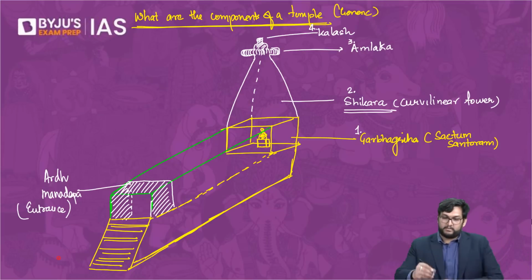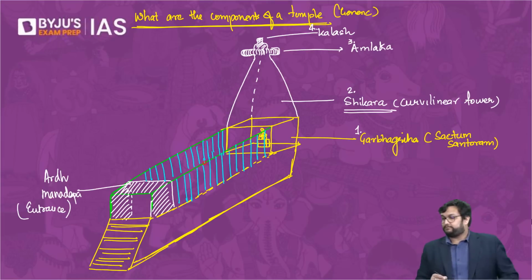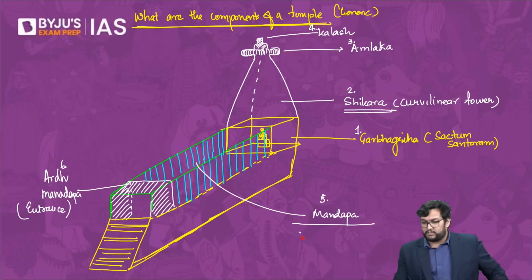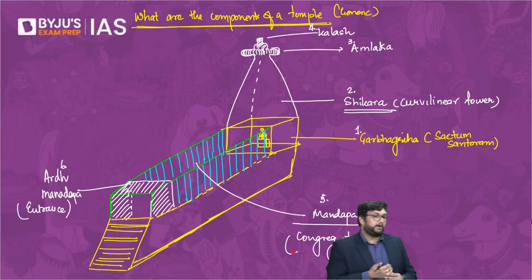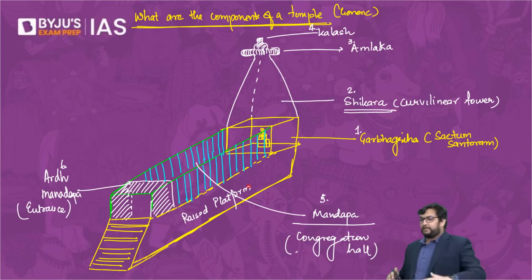and the most, or rather the biggest part of the temple is basically called the mandapa. This is called the congregation hall. You all wait in this so as to go up till the Ardha Mandap, to the rather the Garbhagriha, and generally you have what is called a raised platform on which the temple is mostly kept at a height.